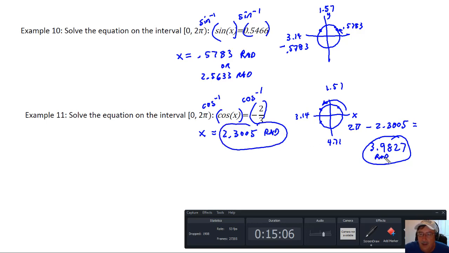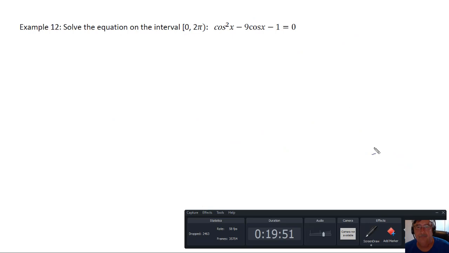Okay, so I think we're down to our last example. Woohoo! And I saved the best for last. Wait till you see it.